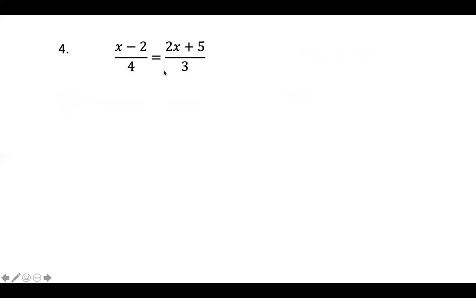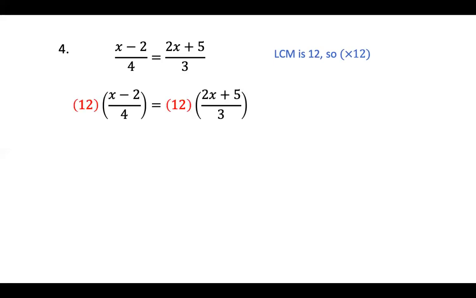And lastly, example number 4, we have a fraction that's over 4 and one that's over 3. So the lowest common multiple, or lowest common denominator, is 12. So we multiply both sides of the equation by 12. Okay, this one works a little bit differently. So when we reduce this, 12 divided by 4 gave us 3 times x minus 2. 12 divided by 3 gave us 4 times 2x plus 5.